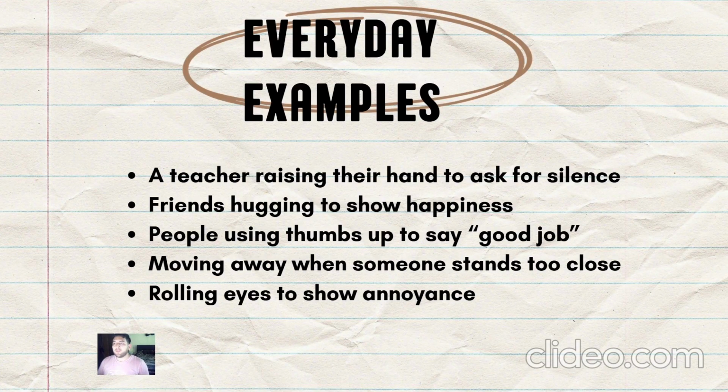Examples from everyday or daily life. A teacher raising their hand to ask for silence. Another is friends hugging to show happiness. People using thumbs up to say good job. And moving away when someone stays too close. Maybe this example is to express that you don't feel comfortable with another person. And finally, the final example is rolling eyes to show annoyance.